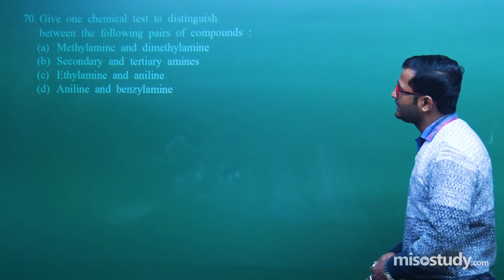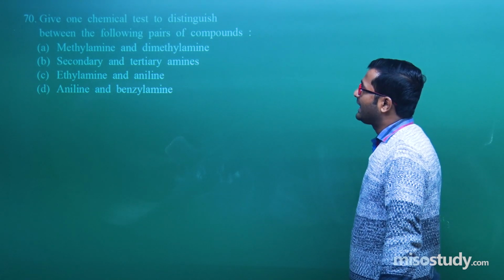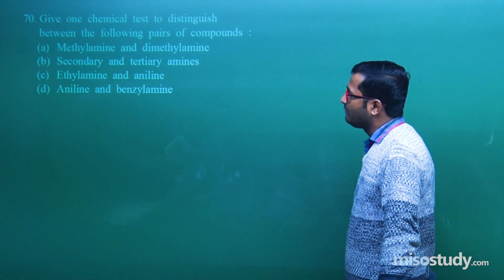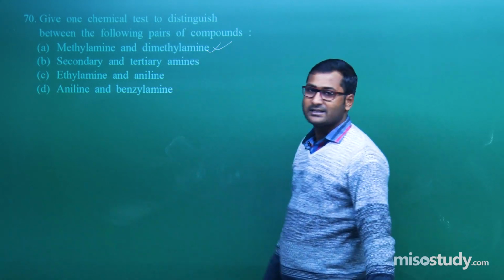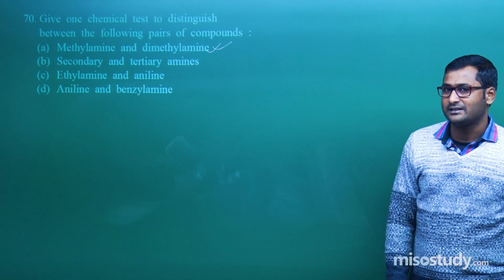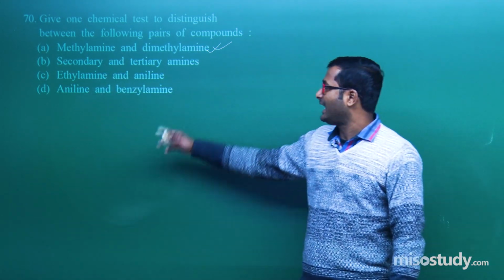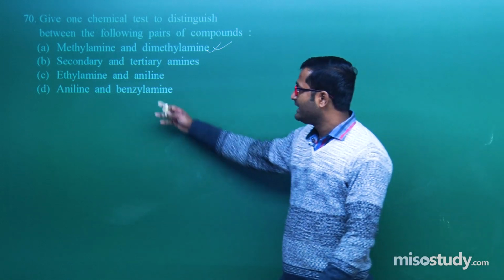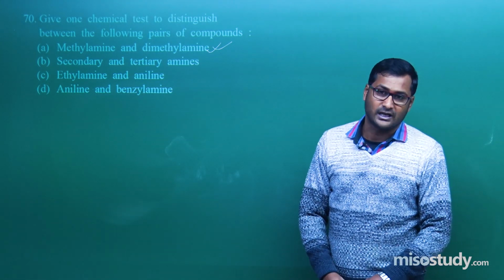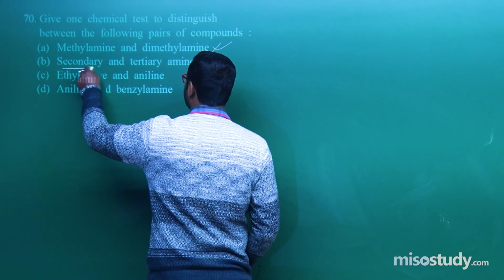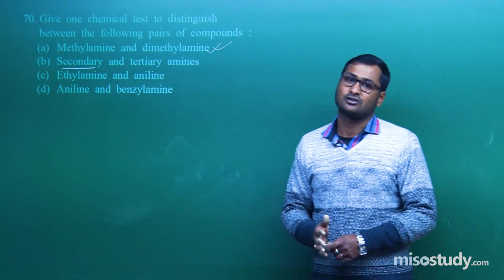Give one chemical test to distinguish between methylamine and dimethylamine. This is a simple question. Yes, there is a test, that is the carbylamine test. Methylamine shows a positive carbylamine test, but dimethylamine does not. Similarly, how do we differentiate secondary and tertiary amines? That is the Liebermann nitroso test. A secondary amine gives a positive Liebermann nitroso test and a tertiary amine does not.